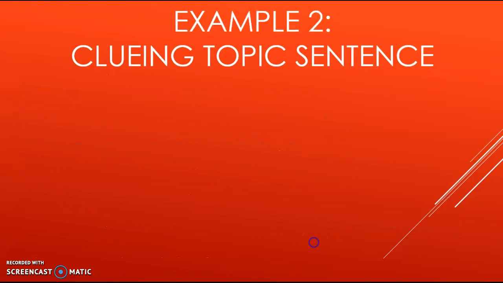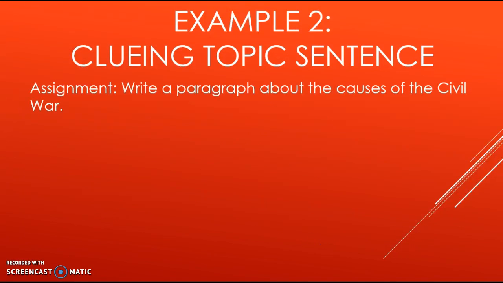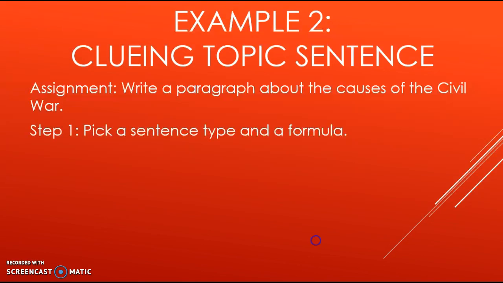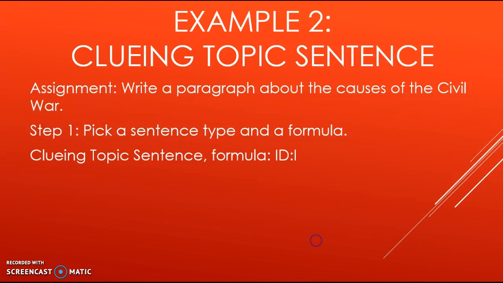So next one's going to be example 2, which is going to be a cluing topic sentence. This time our teacher gave us an assignment about writing a paragraph about the causes of the Civil War. This is for an essay test about the Civil War in our history class. So our first thing is to pick a sentence and a formula. This time obviously it's going to be a cluing topic sentence since that's the example we're doing. And our formula is going to be IDI.